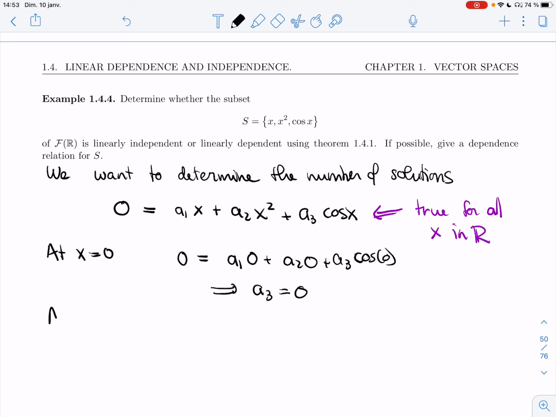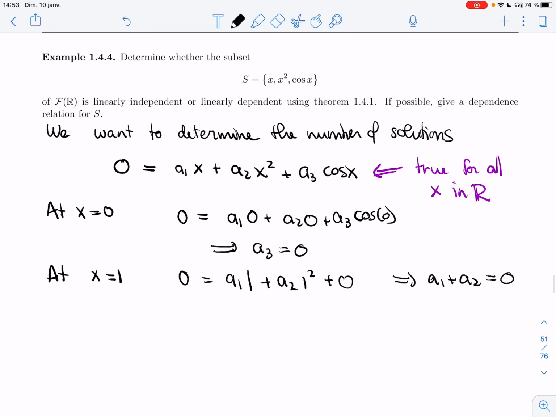Let's try another one. If I plug in x equals 1, I get 0 equals a1 times 1 plus a2 times 1 squared, and then the other one is 0, so plus 0. All right, so I get that a1 plus a2 should be 0. There might be different possibilities for this, so let's try a different value. Let me try minus 1.